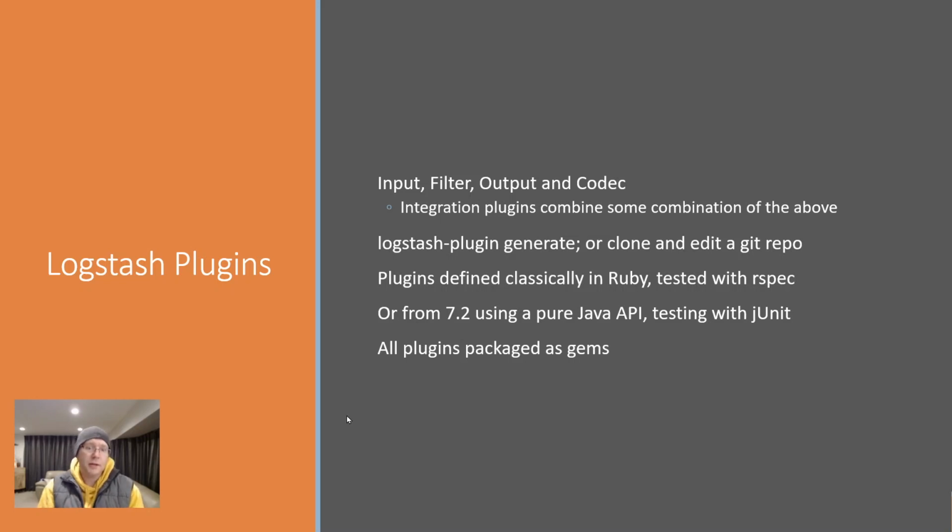In order to generate the plugin, we're going to use the logstash-plugin generate command. This is the same program, logstash-plugin, that you would use to install a plugin. In earlier versions of Logstash, significantly earlier I think, you would have had to just clone an existing Git repo, make a bunch of changes, and then call that your new plugin. Plugins these days can be defined either in Ruby or as a pure Java API.